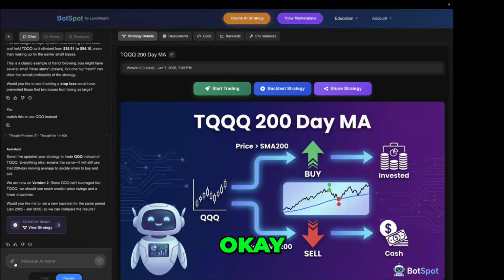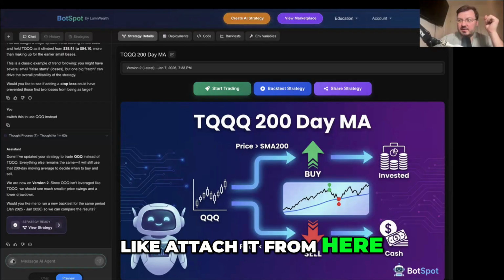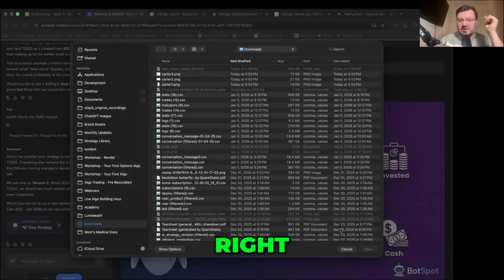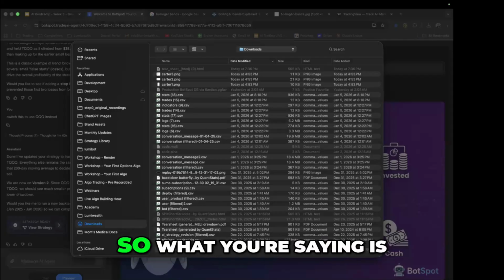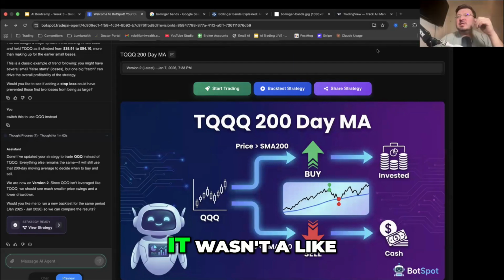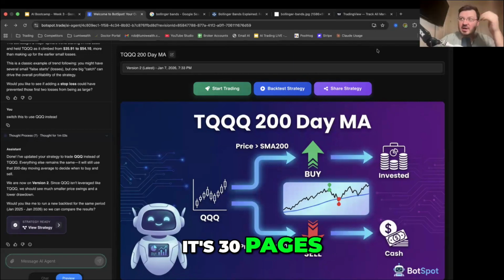Nice. Great idea. So you could just attach it from here. You basically click this button and then pick whatever files you want to add to it. So it could be images, it could be whatever. So what you're saying is the guy put in a book and it interpreted the book and then they created a strategy on it? Correct. It's not a full book, 30 pages, not 3,000, but basically, yeah.